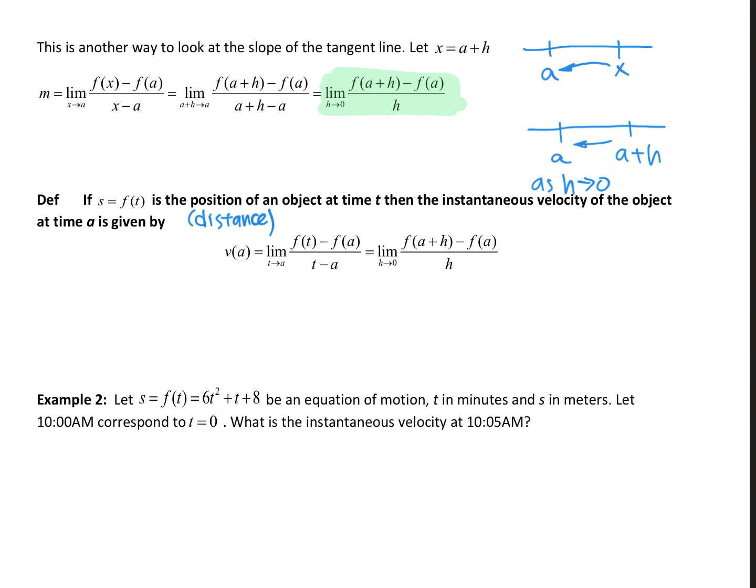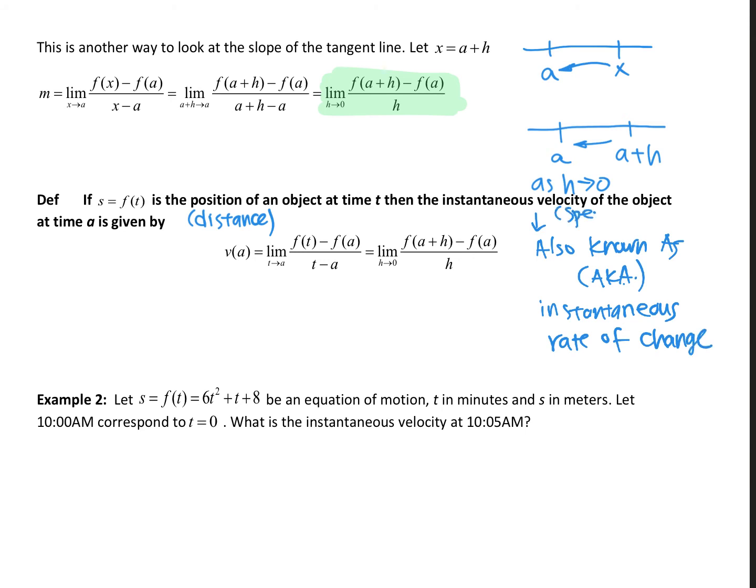So this formula works for finding the instantaneous velocity. Sometimes it's also known as the instantaneous rate of change. Velocity is kind of like speed, and speed is a rate of change. It just means how fast your distance is changing with respect to time. So it's an example of a rate of change, and we'll use the same formula.